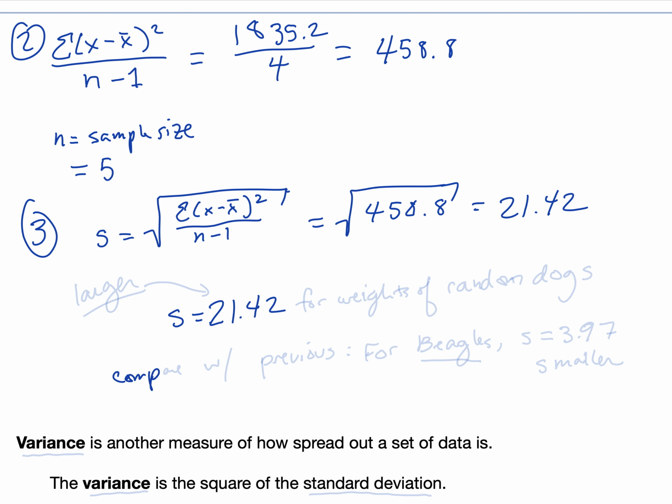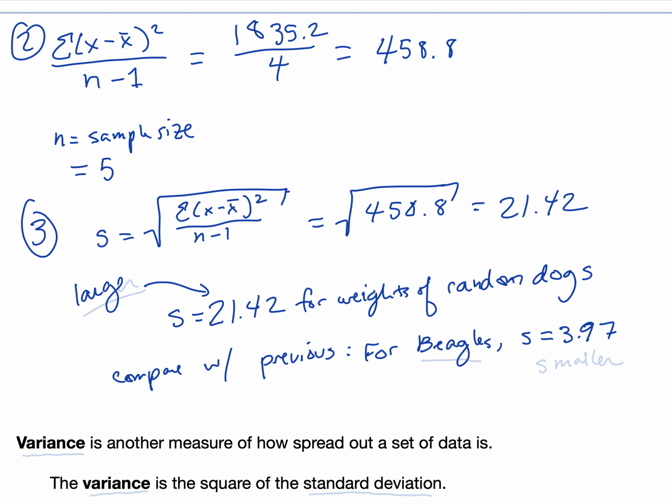and we can compare with the previous example. For the beagles, the standard deviation was 3.97, whereas this is for weights of random dogs of unspecified breeds. This makes sense that this is a larger value in context, because we'd expect the weights of random dogs of unspecified breeds to have more variation than the weights for dogs of a specific breed. So this value is smaller because the data values were closer together, and this standard deviation is larger because those data values were more spread farther apart.